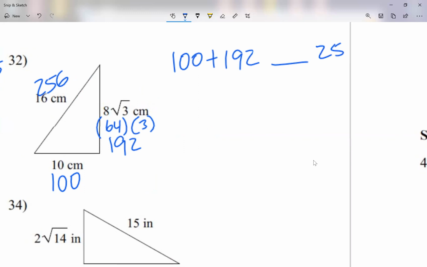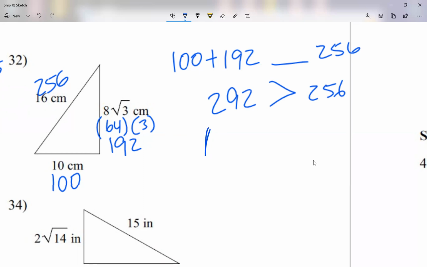256. Now let me add the two small numbers, right? 100 plus 192 gives me 292. And on the other side, I have 256. So I get this sign, right? 292 is bigger, so it wants to eat this. So 292 is bigger than 256. According to our formula, because c squared is smaller than a squared plus b squared, I'm going to call this acute.